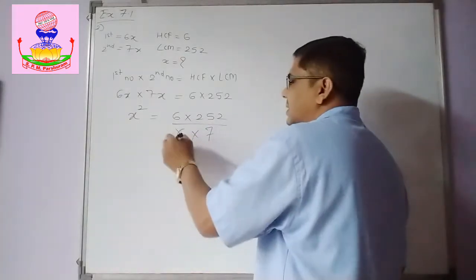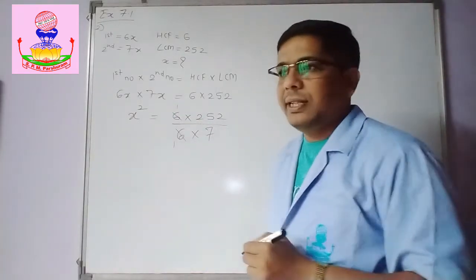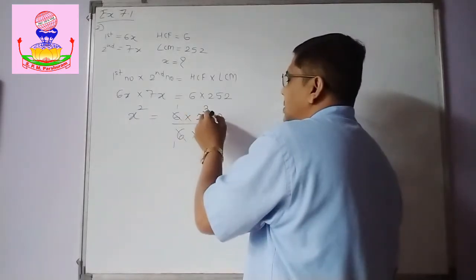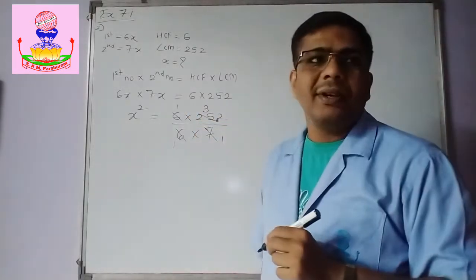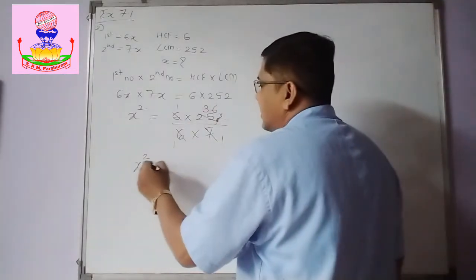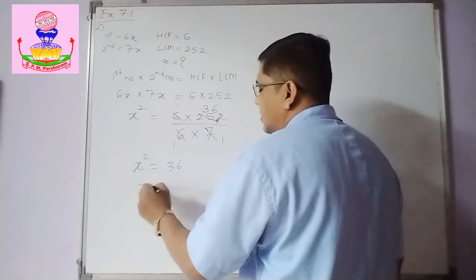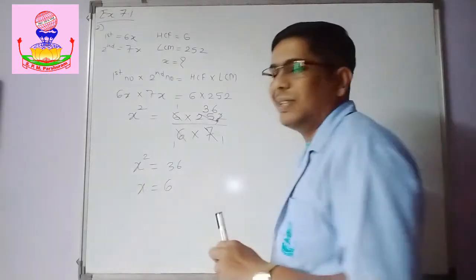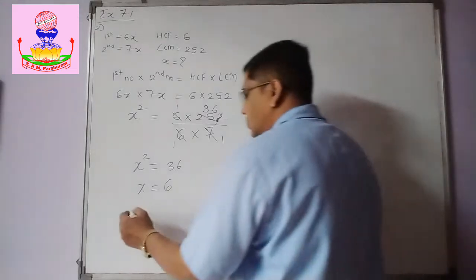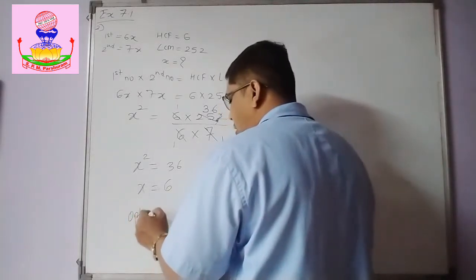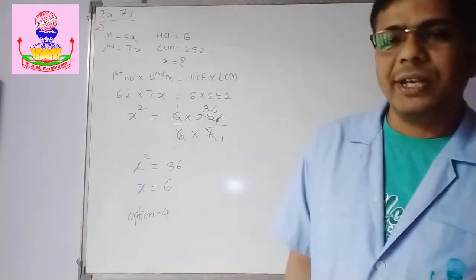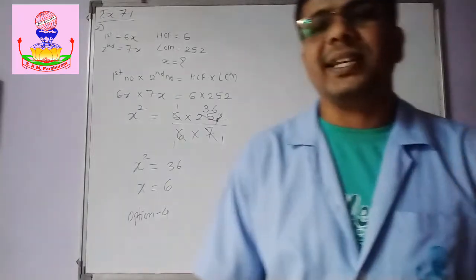So 6 gets cancelled. 7 1s are 7, 7 3s are 21, 4 carry, so 42. 7 6s are 42. So x square is equal to 36, so x is equal to 6. That is the answer. So option number 4 is the right answer. Okay. Now let's move to the third example.